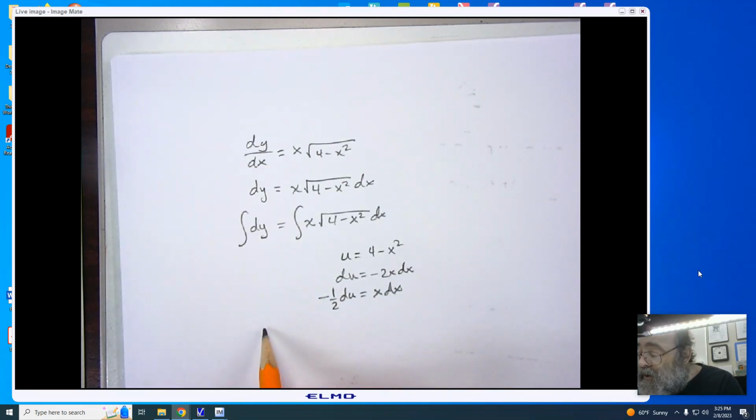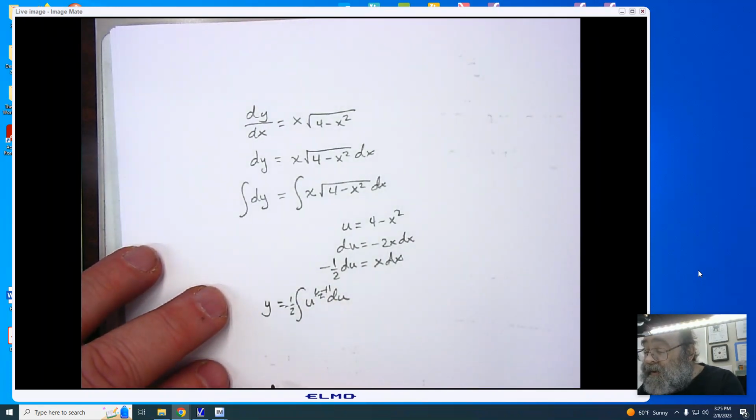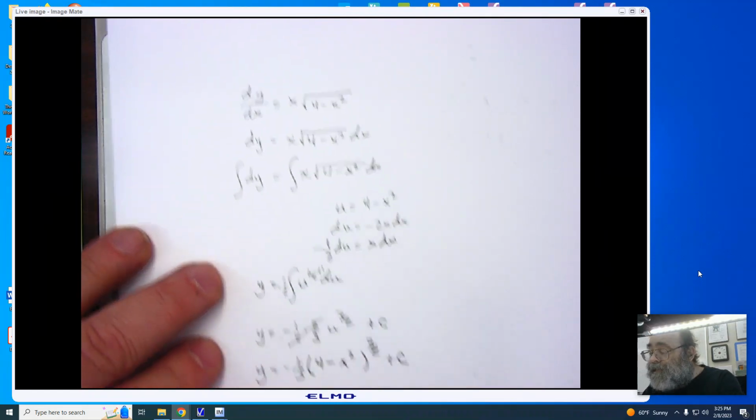We can now do our substitution, giving us y equals the integral with the negative 1/2 in front of u to the 1/2 du. Now when I integrate, I add 1 to my power. This is giving me 3/2, so I have y equals negative 1/2 times 2/3 u to the 3/2 power plus c. The 2's will reduce, and y is now negative 1/3, back substituting my u, 4 minus x squared to the 3/2 power plus c.